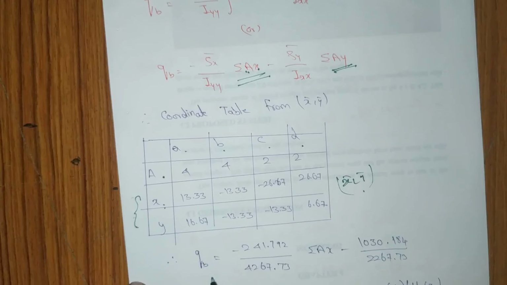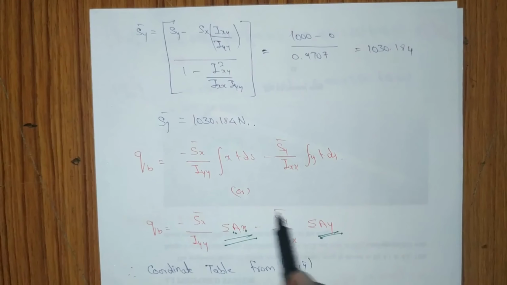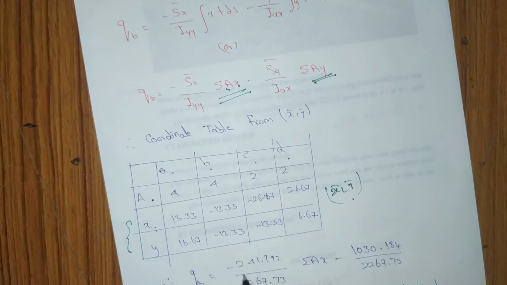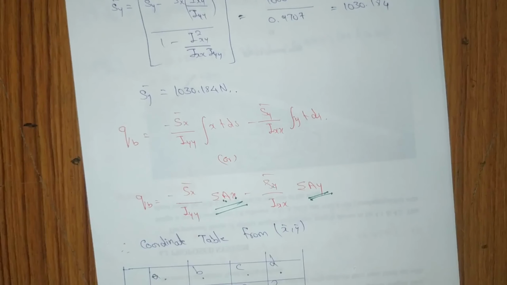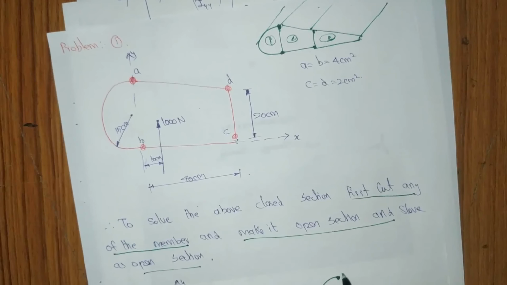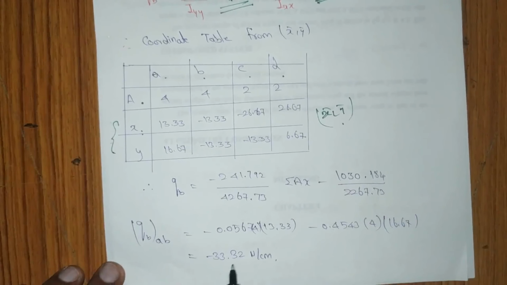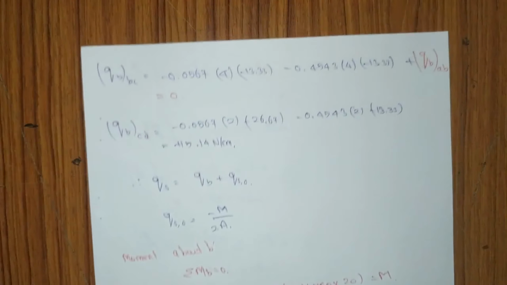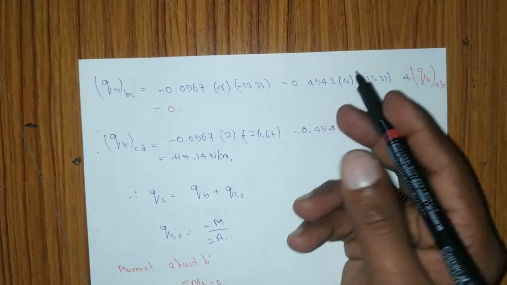So you are getting QB equal to minus, putting in here Sx bar and Sy bar, which you know, and everything you know, and you solve for QB equal to this value. For each element, from A to B you have to solve, B to C you have to solve, C to D you have to solve. So this is an open section. We changed this closed section into an open section. So A to B, B to C, C to D is similar to the open section. So for A to B you are solving and getting some value. Similarly you are getting B to C, applying the same AX and AY values.